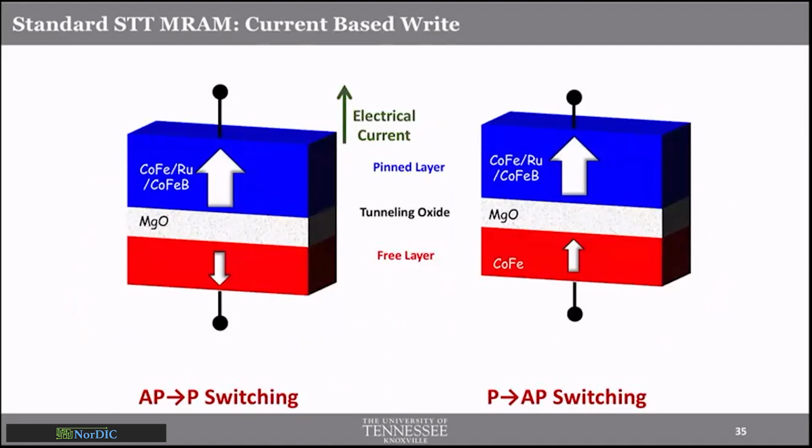This is the last slide about STT-MRAM. We will see how the switching actually occurs. I've already told you that to switch parallel to anti-parallel or anti-parallel to parallel, you need current flow from different directions. And here is why. The reason is that the process of anti-parallel to parallel switching and parallel to anti-parallel switching occurs differently.